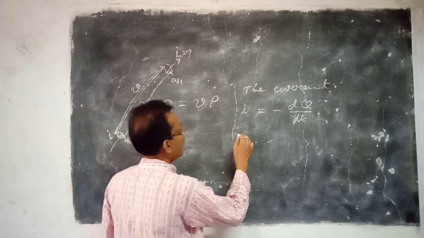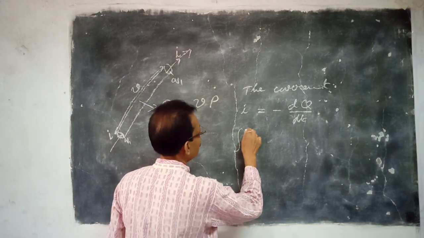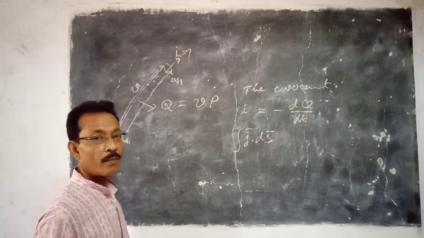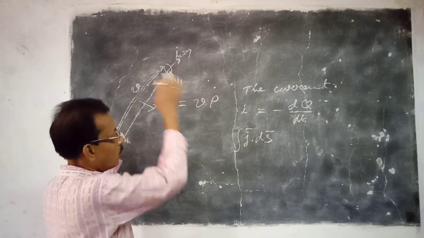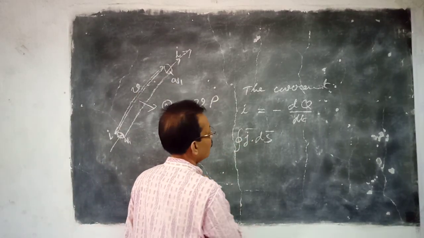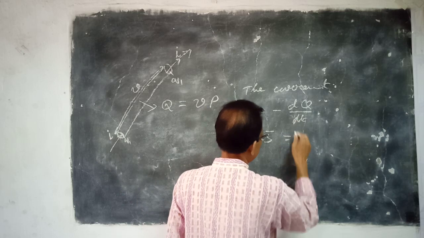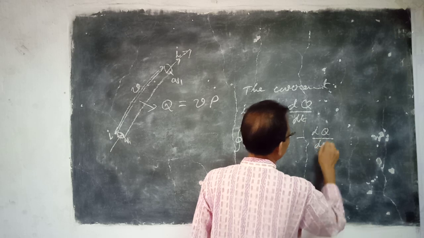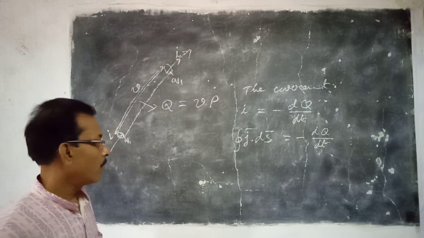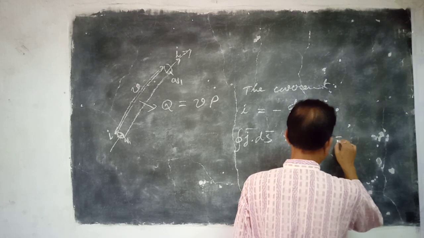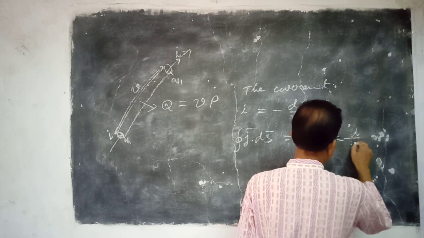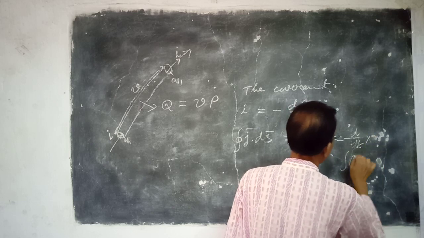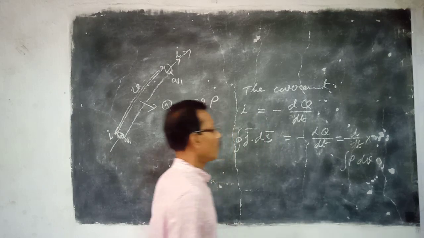So what is I? I is written as closed integral of J dot ds. Here this volume is considered as a closed one. That's why we give here a closed sign. And that is equal to minus dq dt or del q del t you can write. What is this q? You can write it as minus d dt of the integral of rho dv.